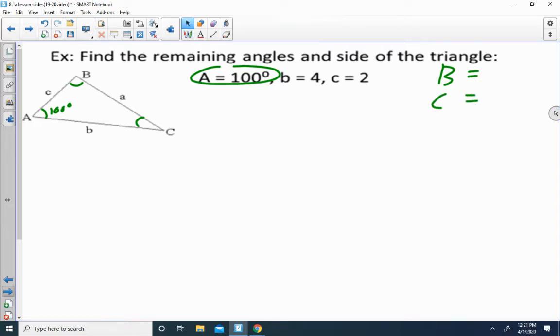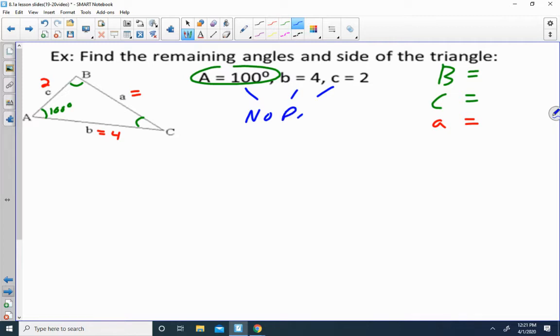And in terms of the sides, they give us that little b is 4 and little c is 2. But they do not give us little a. So we're going to have to find little a. And sure enough, if you look at what we're given, we have no pair. And if we don't have a pair, that means we can't use the law of sines. We got to use the law of cosines.